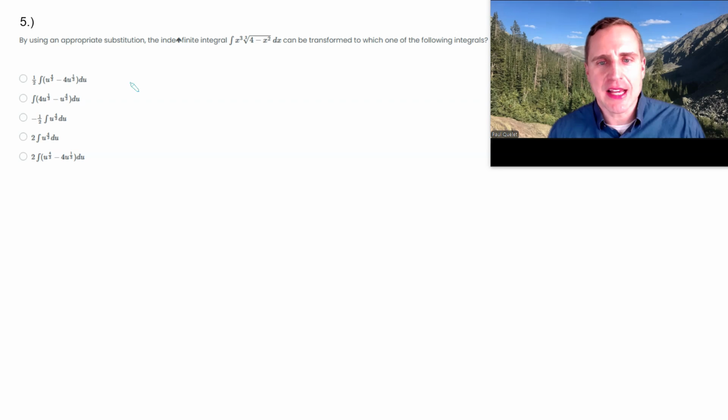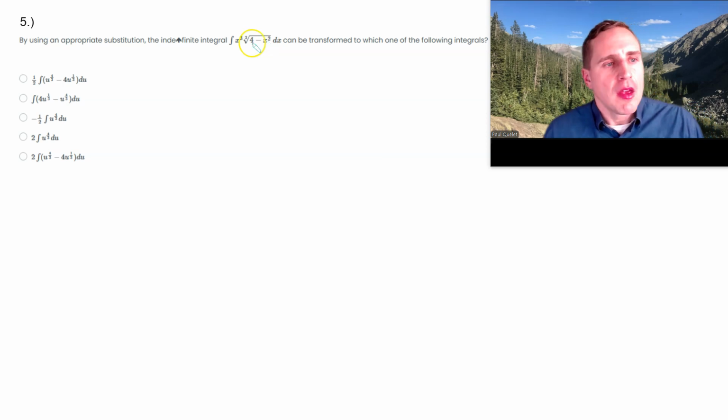So this is going to take some fiddling around with, because I think we either need to set u equal to x cubed and then manipulate it to get the 4 minus x squared, or we want to set u equal to 4 minus x squared manipulated to get x cubed. So I think that the best choice is going to be u being 4 minus x squared.